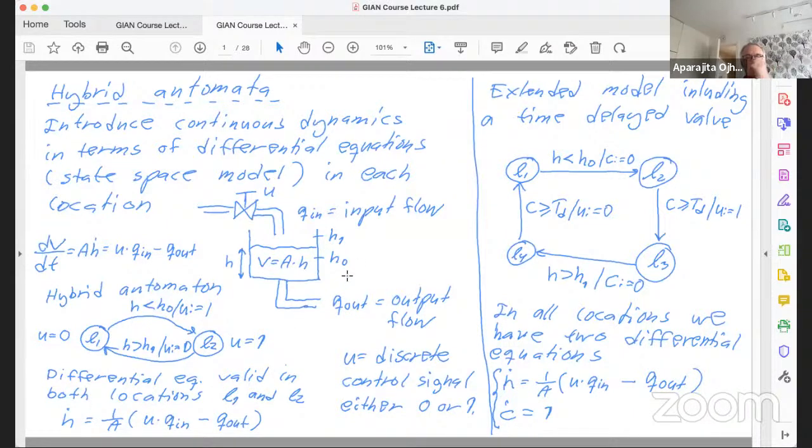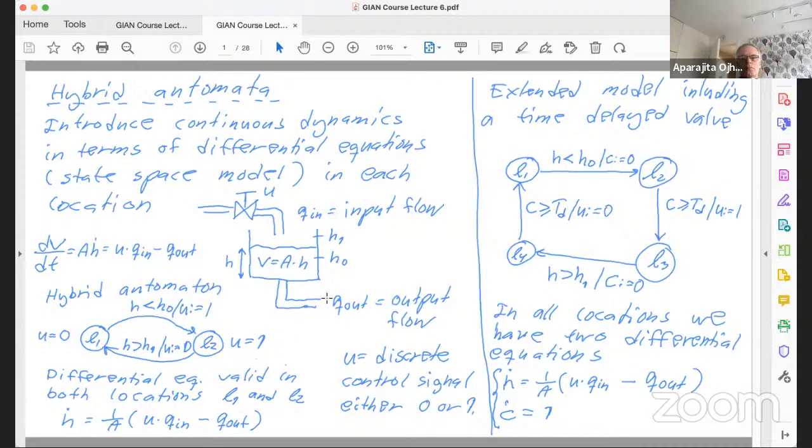Yeah, I think I've said enough on that. Now it's interesting that we could extend this model by having a little bit more detailed description of the valve, because the valve does not make a switch from 0 to 1 immediately. It takes some time, at least it's actually a ramp up or a ramp down of the valve.